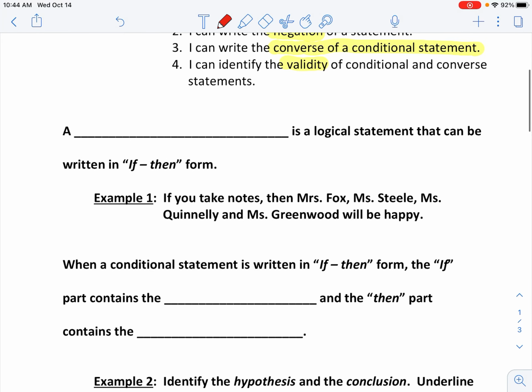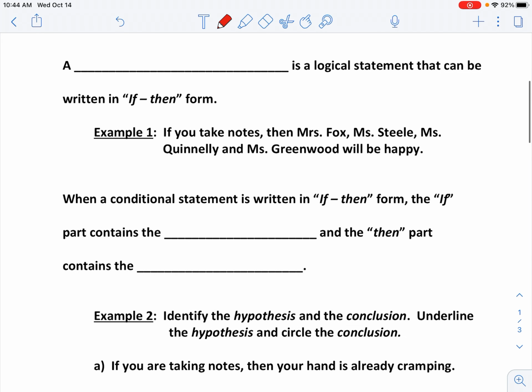A conditional statement is a logical statement that can be written in if-then form. And here's an example for you. If you take notes, then Mr. Keeney will be happy. So it's a logical statement: if something happens, then something happens.